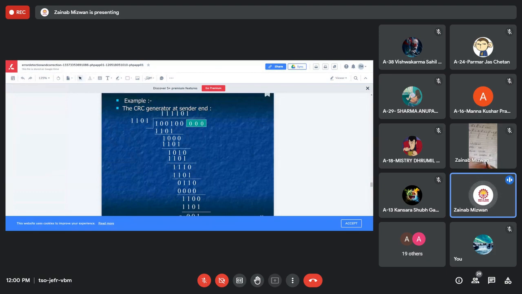So here again we will start from the left hand side and we will move to the right. So 1 XOR 1, the value will turn out to be 0. 0 XOR 0, again the value will be 0. 0 XOR 1, the value will be 1, and then 1 XOR 1, the value will be 0.